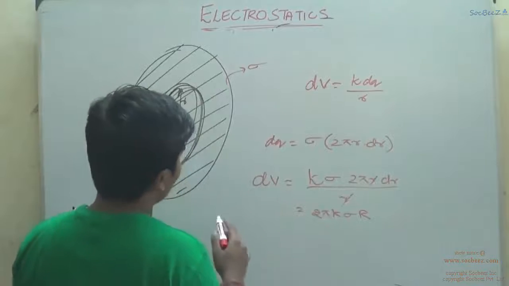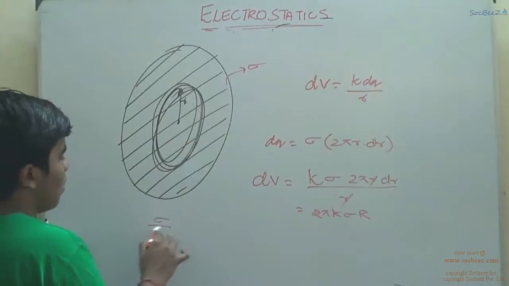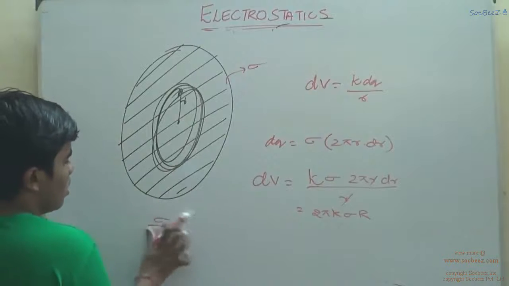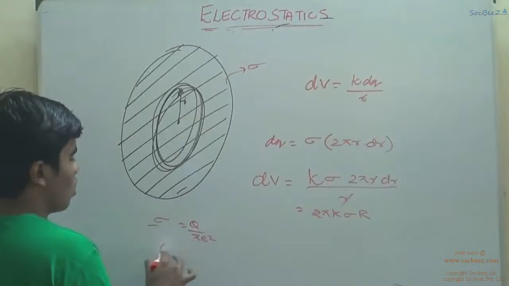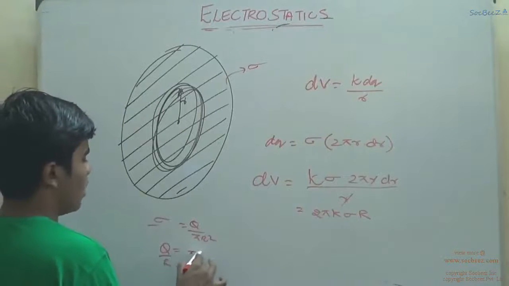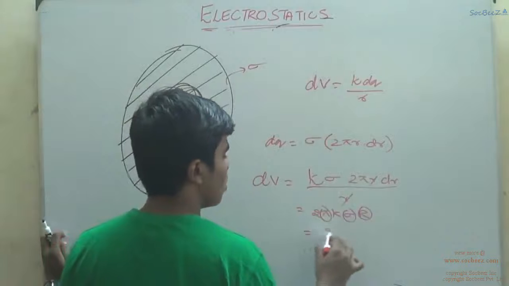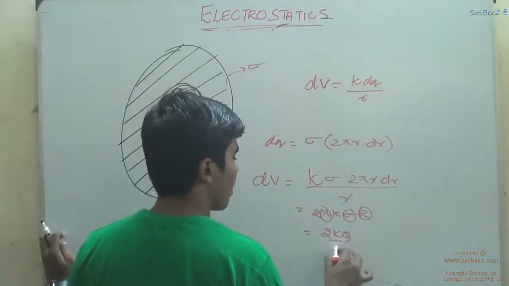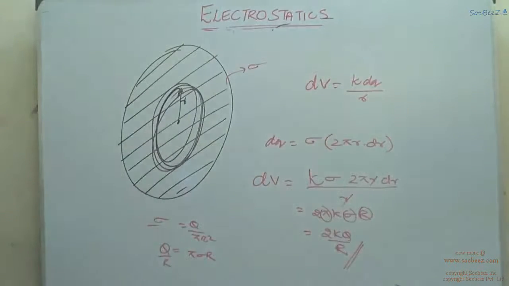Okay. Now what is the total charge? Sigma is equal to Q by pi R square. So Q by R is equal to pi sigma R. So this will be equal to kQ by R. So this is the potential at the center of the disk.